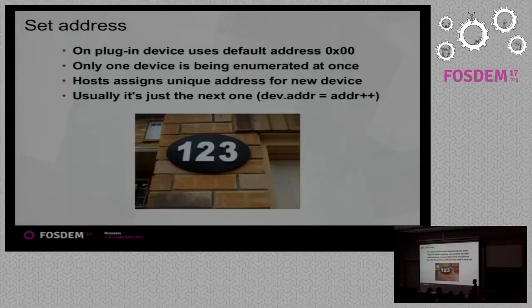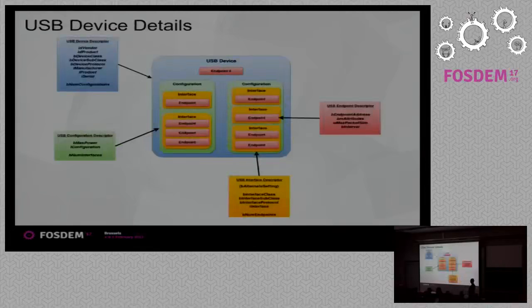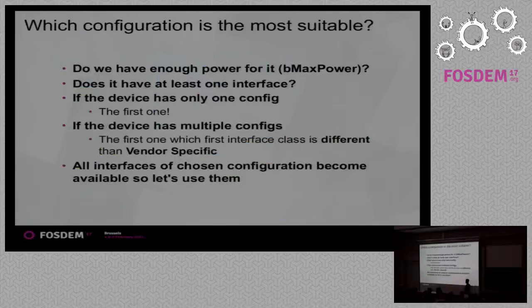How do we set the address? On plugin, each device uses default address 0. The host decides which address should be assigned and simply assigns this address to the device. Usually, addresses on the USB bus are simply growing. So this formula is the best description of how we set the address for each new device. Device details, of course, are all the information from the descriptors sent by the device.